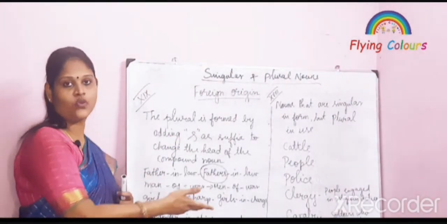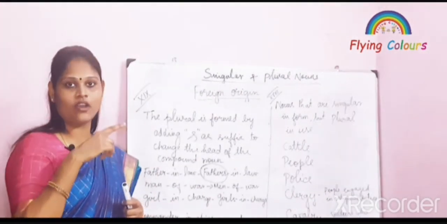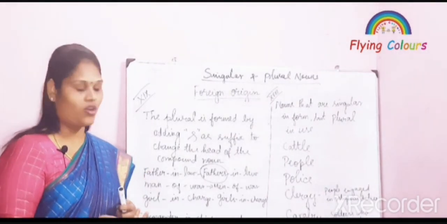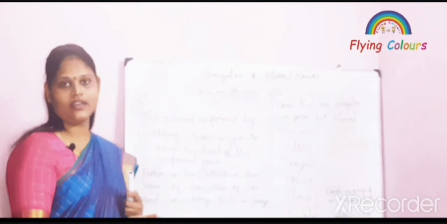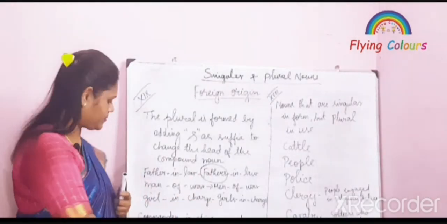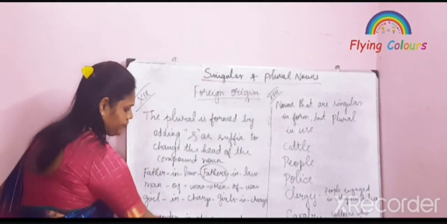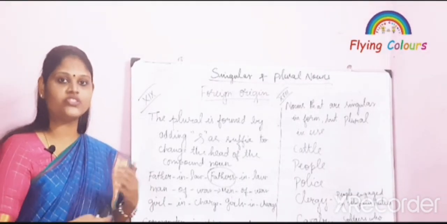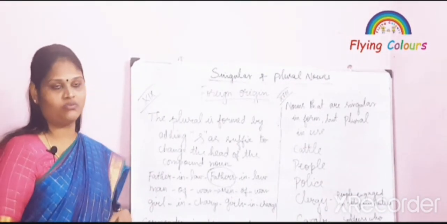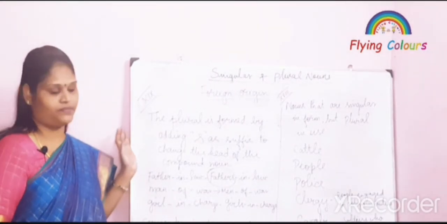What is the plural of man? We should change the head of the compound noun. So, men of war. Again, girl in charge. What is the plural for girl? Girls. Girls in charge. Then commander in chief: commanders in chief. You should change the head of the compound nouns. So this is another concept.